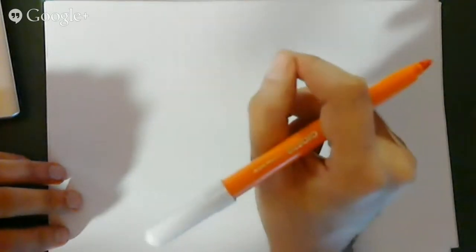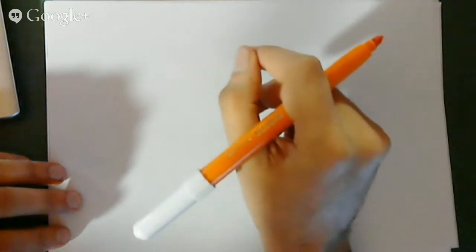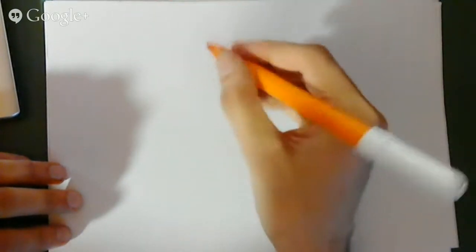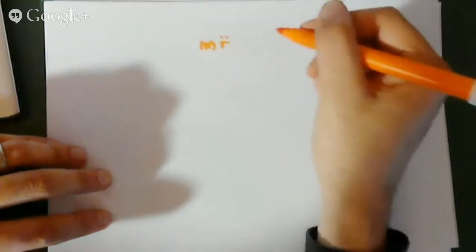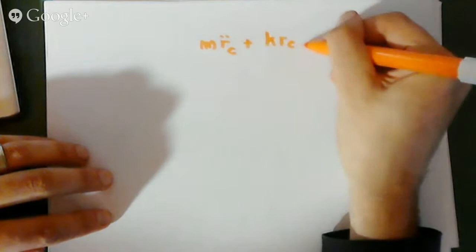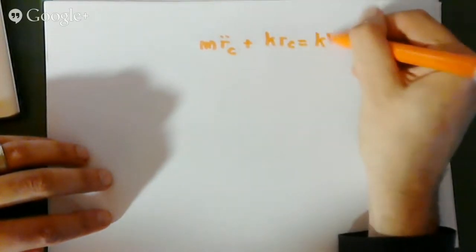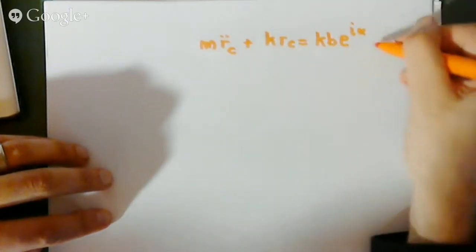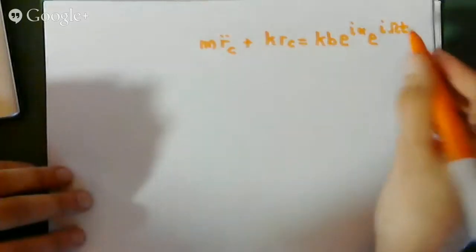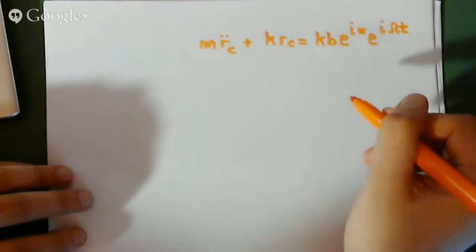With some passages, we obtain the particular solution of the equation containing only the term linked with shaft bow. We can study separately all of the three forcing terms, and at first we study the equation m r c double dot plus k r c equal to kb exponential of i alpha per exponential of i omega t. We look for a synchronous solution.